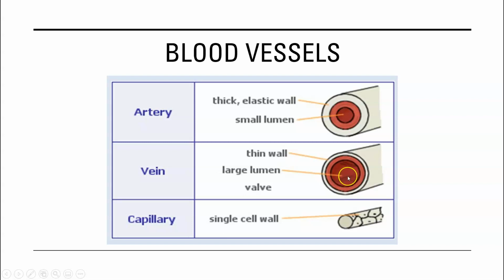We have a large lumen. In the artery we only have a small lumen. And then a capillary is just a single cell wall. Okay, so just pause the video here and take down a quick sketch of those.